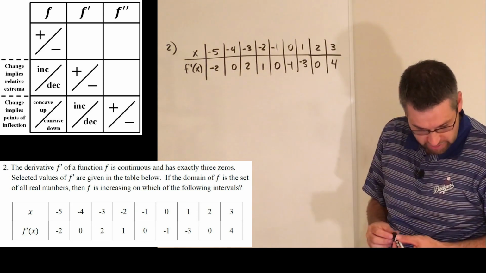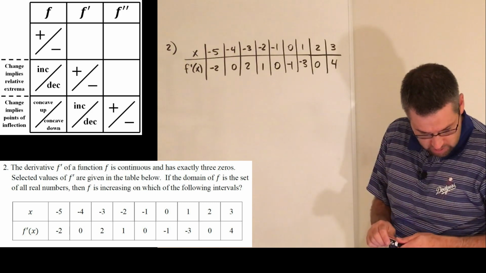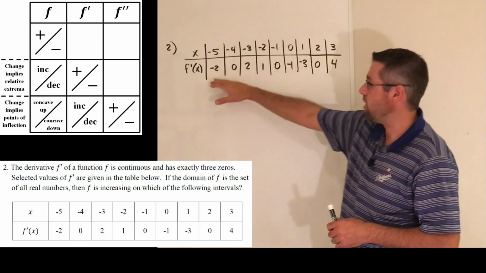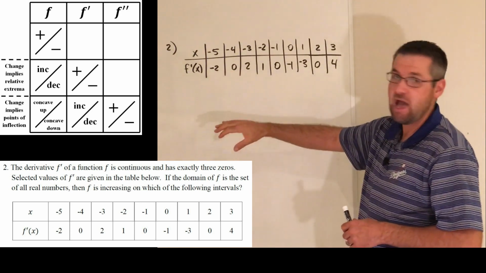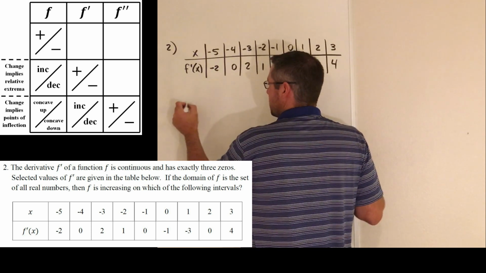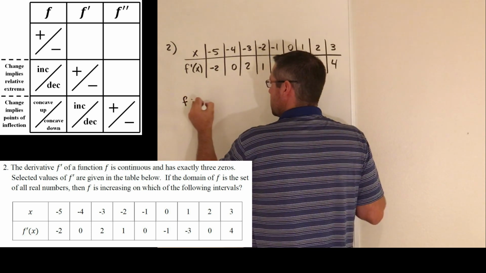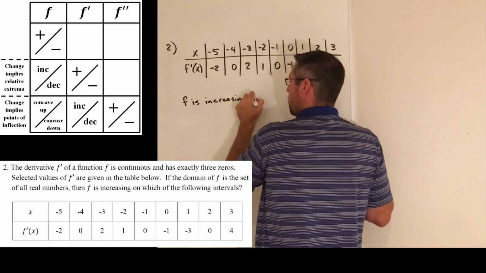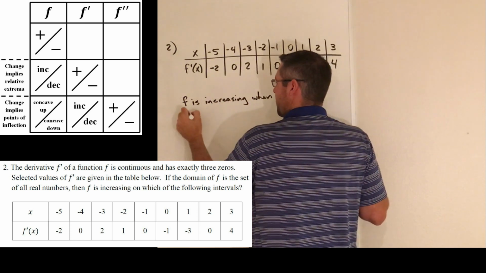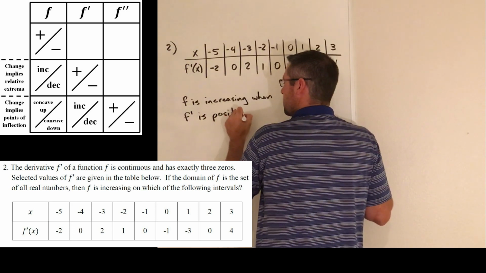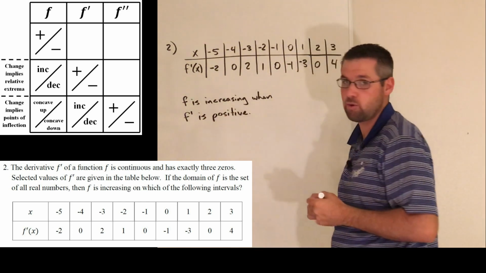So that is a table for different f prime values. And the question is, when is f increasing? So we're looking at f prime here, and we're asking for when f is increasing. So first we're going to justify. So we're going to say f is increasing when f prime is positive. Okay, so that's our justification for what we're looking for.